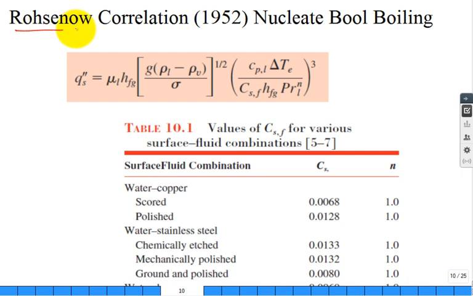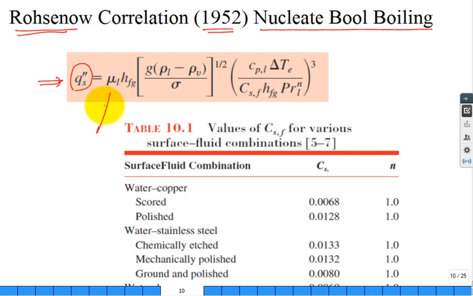Well, Rosenau developed a correlation. Wasn't the first, but in 1952 he published this correlation to describe or correlate a lot of data for nucleate pool boiling. All right, here it is. It's a long equation. Well, you would expect it because of all the dimensionless groups and the complexity of the physics. So first of all, let's just take a look. They're going to give you Q double prime at the surface, so the heat flux.